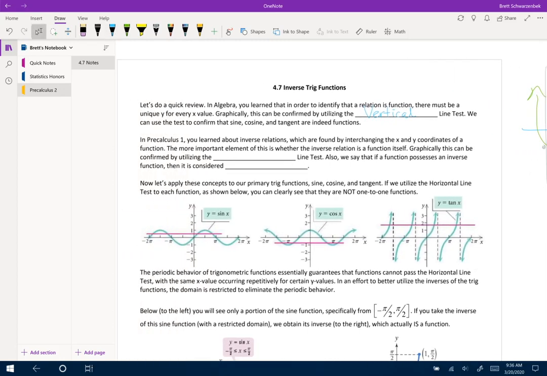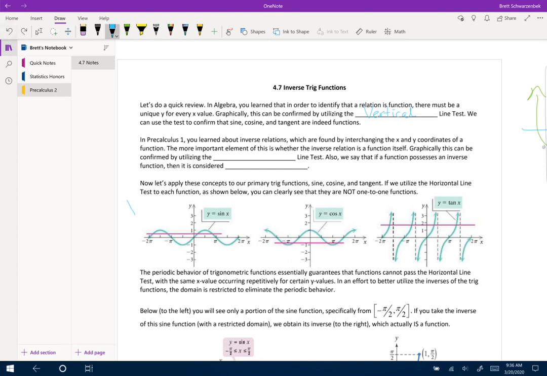So if you look really closely at our sine graph over here, you can see that if we drew a vertical line anywhere on the sine graph, we would of course only intersect at one point, or the cosine graph, or our tangent graph. No matter what we do, we intersect in only one point. So therefore, we have a function, right?